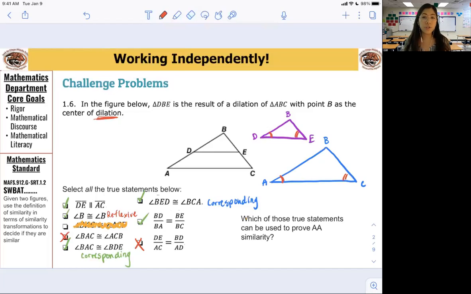Which other one could you use? Answer choice E, answer choice F. And you could also use answer choice B. So as long as any of those that has to do with the angle measurements being congruent can work for AA similarity. Do I have any questions on AA similarity?